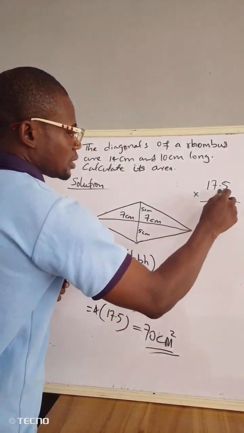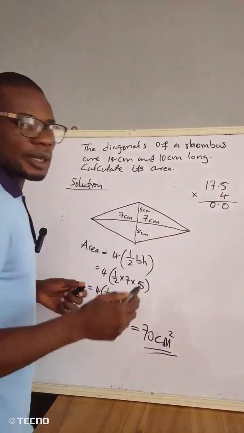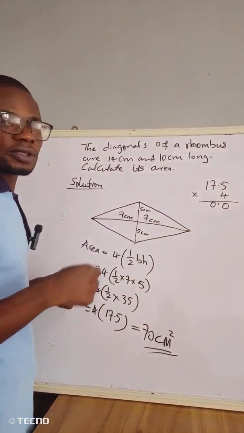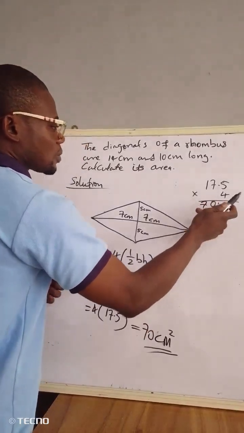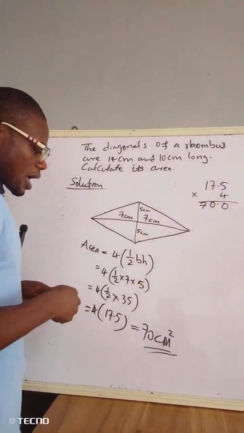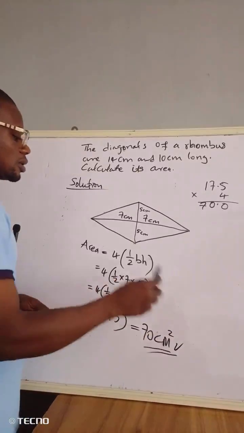Remember, this is our point here. 30, I need to write 0 and keep 3. 4 times 1 is 4, plus the 3 will give us 7. So we have 70.0 centimeters. This is how I got this. So this is the answer to this question.